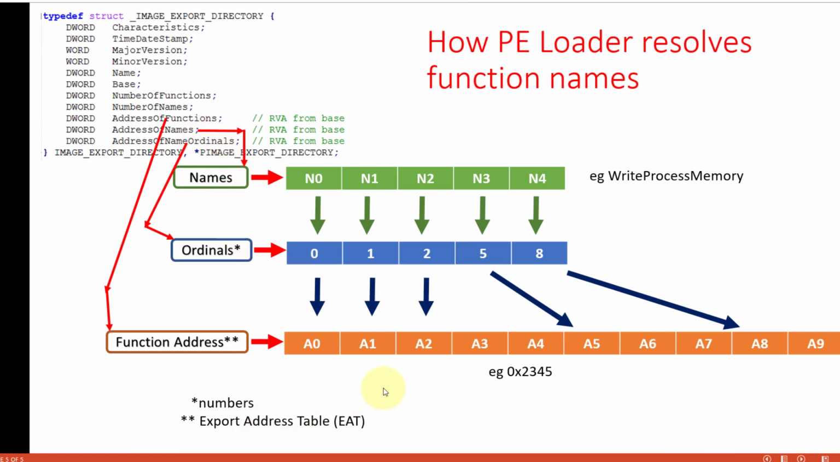If you know the ordinal number and you want to find the actual index here, you have to subtract the base. Let's say you have ordinal 10 and you want to locate it in this structure. You take 10 minus your base ordinal, which is 2. 10 minus 2 is 8. So you go to 8, look for 8, and there you have it. 8 points you to this address. This is how the PE loader resolves function names.